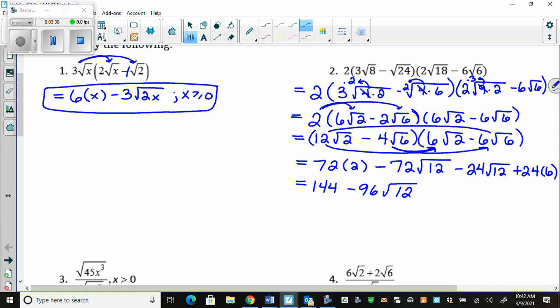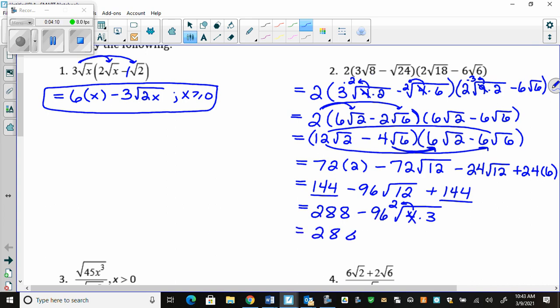And then 24 times 6 is 24, 12, 144. So we get 144 plus 144 is 288. And then I have minus 96 and root 12 I can break down into what and what. We can't forget to simplify if we can at the end. 12 can break down into a 4 and a 3. The 4 comes out and becomes a 2. So I'm going to get 288 and then 200 minus 8, so 192. Root 3.